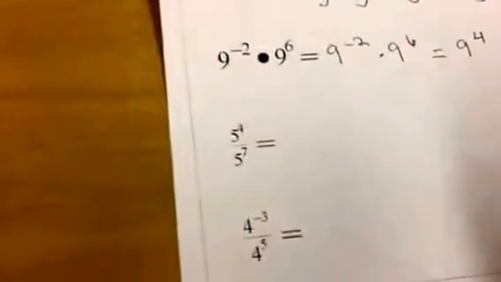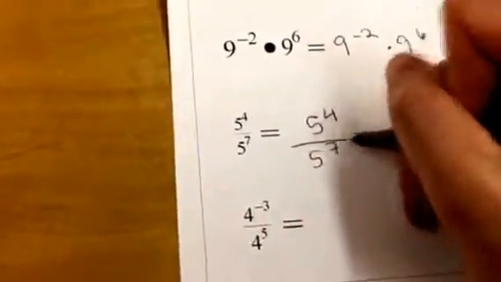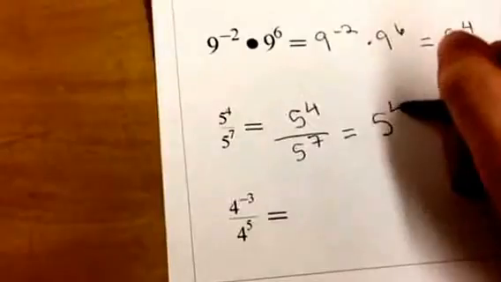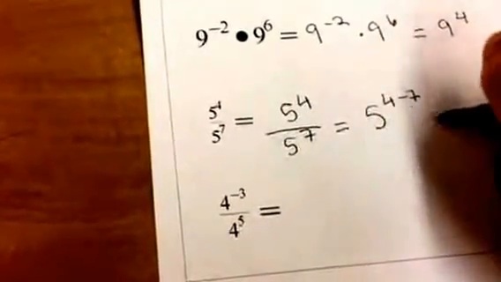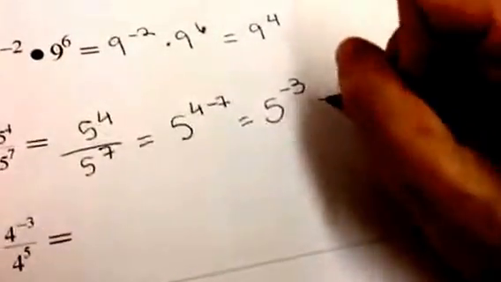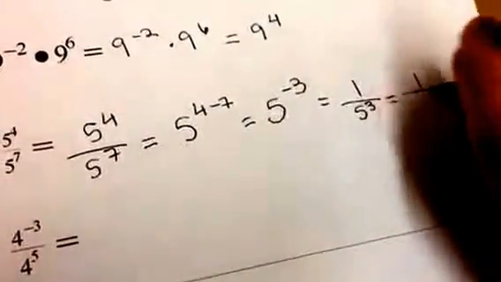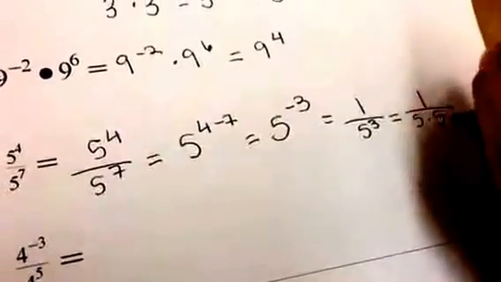Okay, here we go. 5 to the 4th power over 5 to the 7th power equals 5 to the 4 minus 7, which is equal to 5 to the negative 3, which is also equal to 1 over 5 to the 3rd power, or 1 over 5 times 5 times 5.